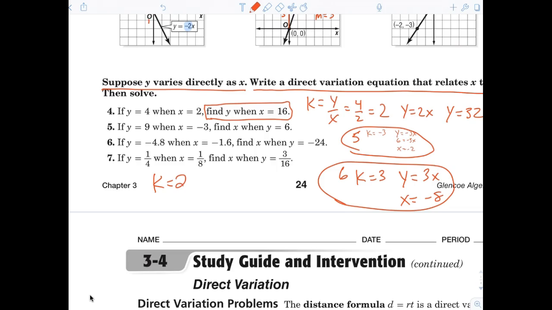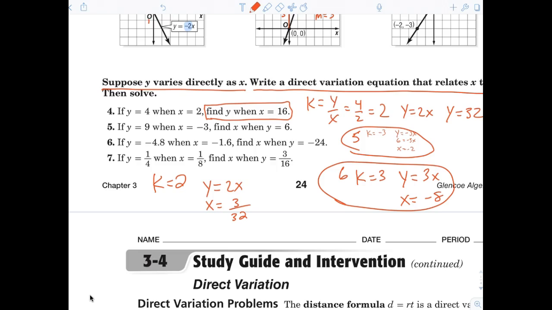So if k is 2, my equation will be what? Y equals 2x. Now again, don't embarrass me with your fractions. Find x if y is 3/16. So that would be? Thank you very much. All right, x is equal to 3/32. Does anybody need help with those fractions?